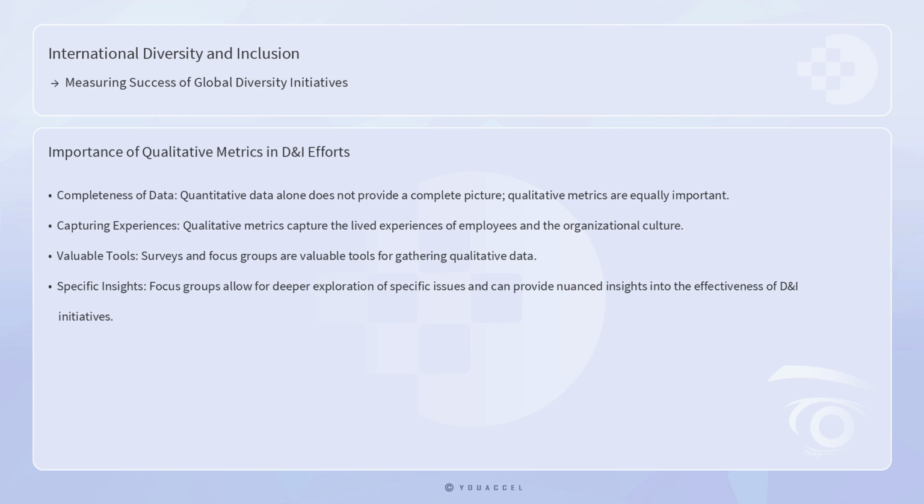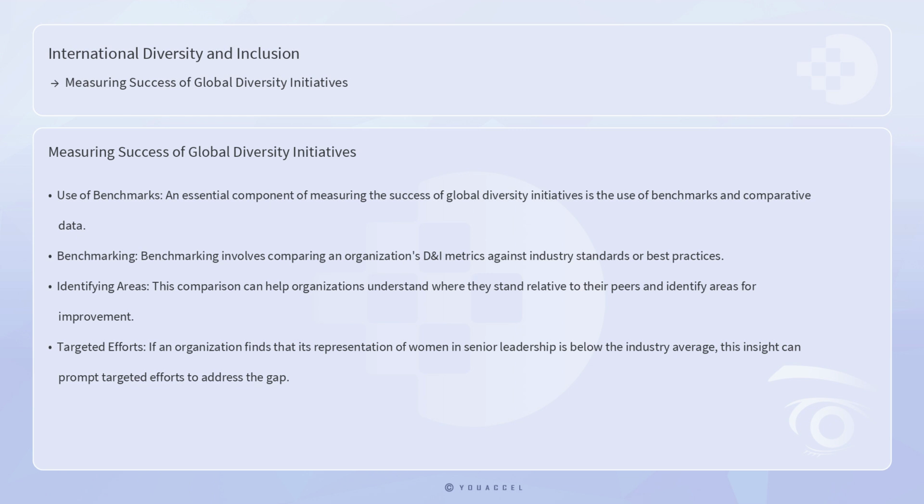Focus groups, on the other hand, allow for deeper exploration of specific issues and can provide nuanced insights into the effectiveness of D&I initiatives. An essential component of measuring the success of global diversity initiatives is the use of benchmarks and comparative data. Benchmarking involves comparing an organization's D&I metrics against industry standards or best practices. This comparison can help organizations understand where they stand relative to their peers and identify areas for improvement. For instance, if an organization finds that its representation of women in senior leadership is below the industry average, this insight can prompt targeted efforts to address the gap.